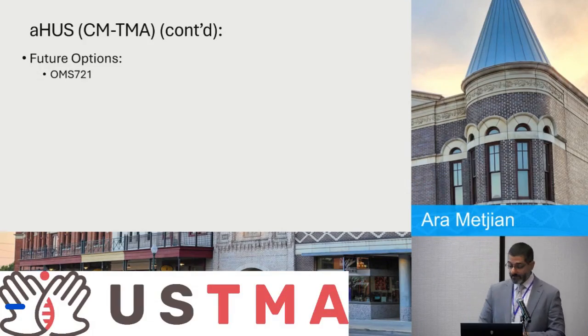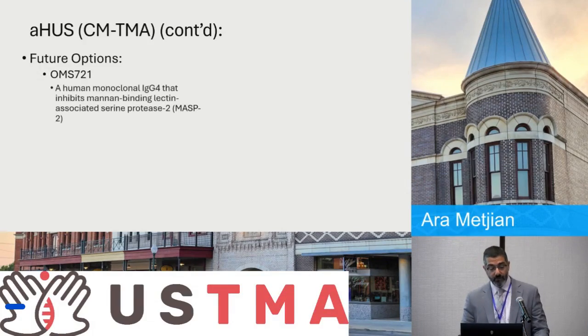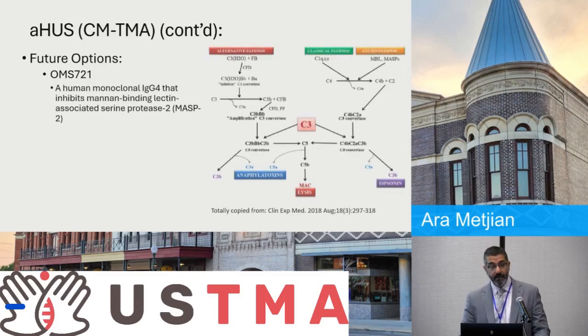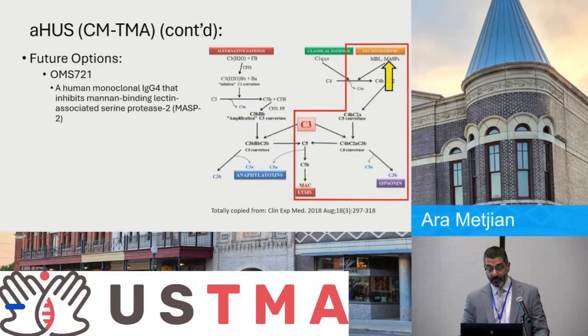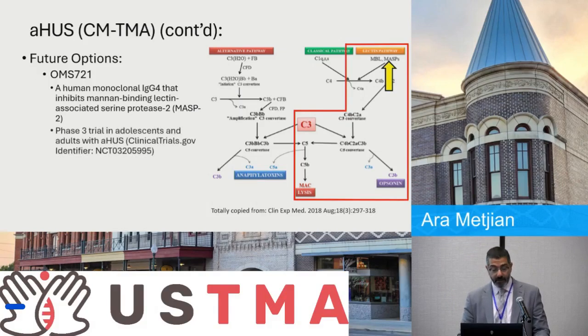There is what's called OMS-721. This is another antibody that binds what's called the lectin pathway, the other side of that pathway, all the way at the top. Currently, it has been used in transplant-associated thrombotic microangiopathy, but is undergoing a phase 3 clinical trial in patients with atypical aHUS.